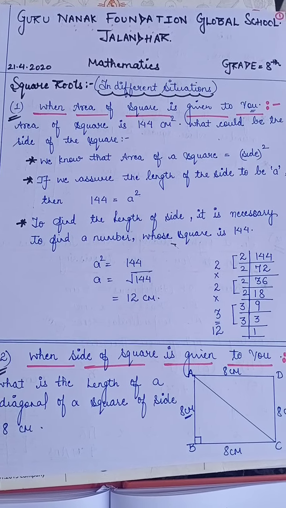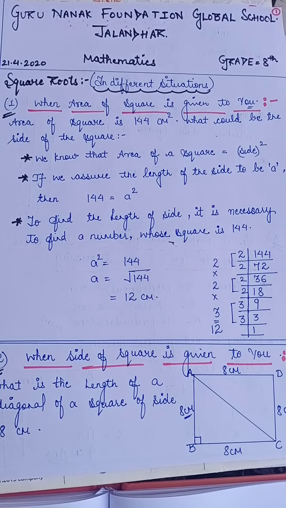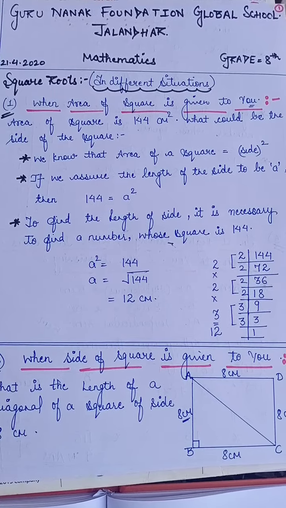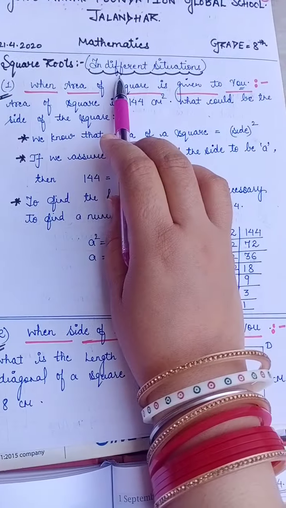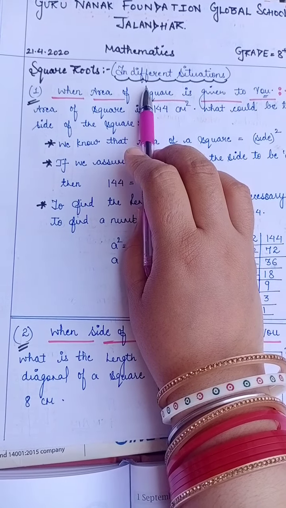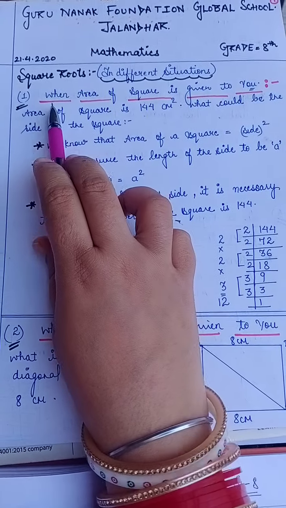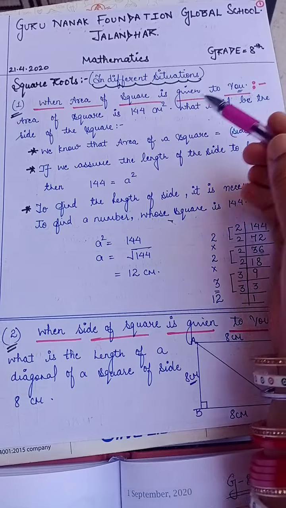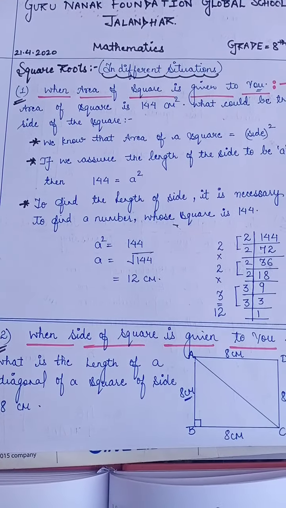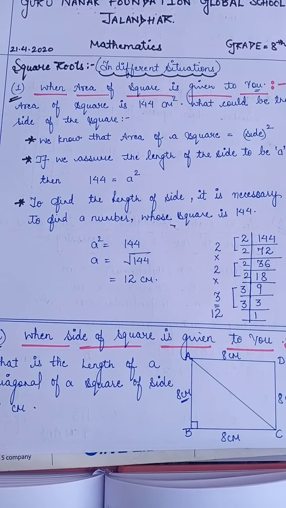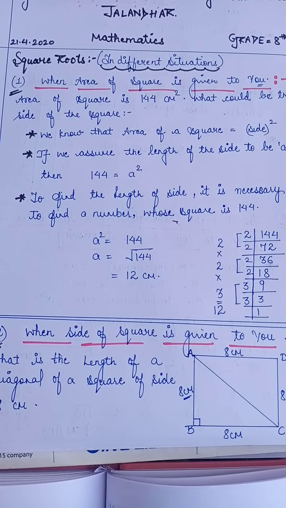Hello students, today we are going to discuss square roots in different situations. What do you mean by different situations? Different conditions. The first condition is when the area of a square is given to you. When the area of a square is given, how do we find the side? Let's start.